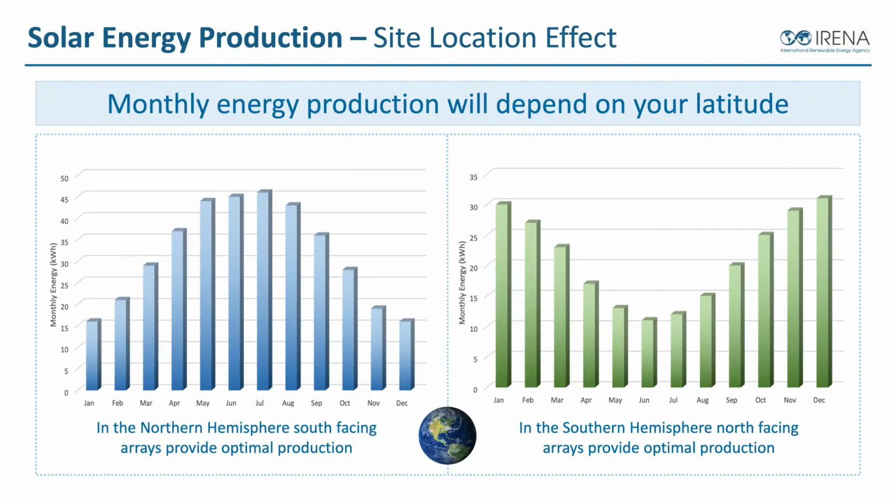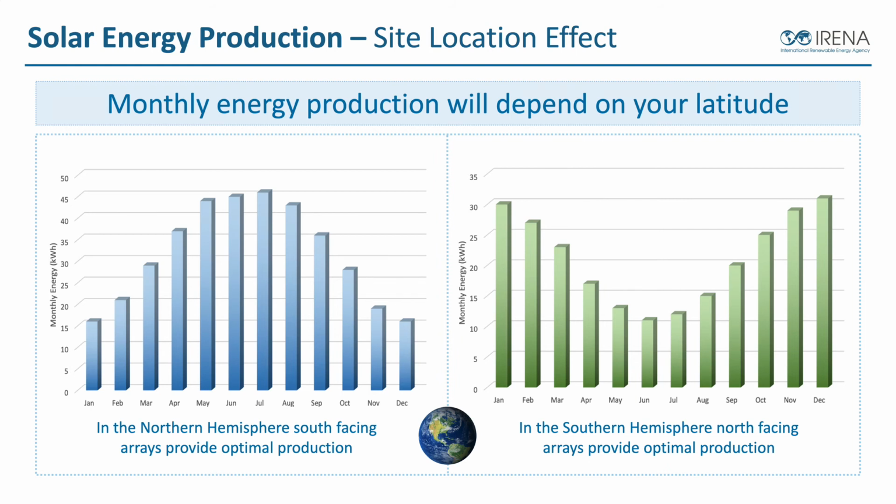Now, some of the other things we can see with the impact of our site location is that the monthly energy production will depend on your latitude as well. Not only your latitude, but other things like the tilt angle of your array and the orientation, and how that applies to the local area you live in and your latitude.